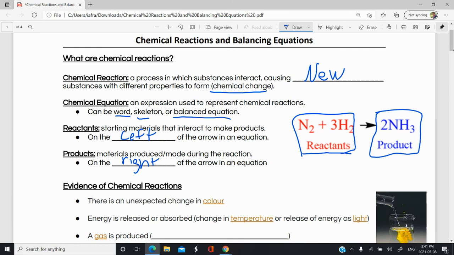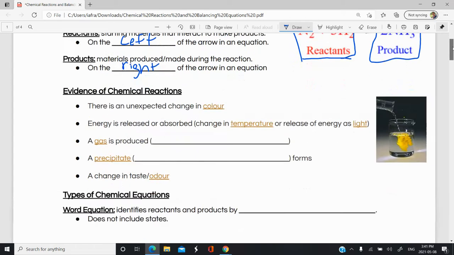And please make sure you do put an arrow, not equals, because these N2 and H2 are no longer equal to NH3. NH3 is a different identity from N2 and H2, so putting equals is technically incorrect. You do have to put that arrow.